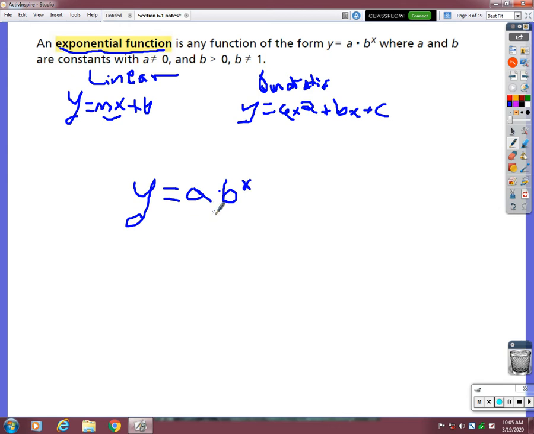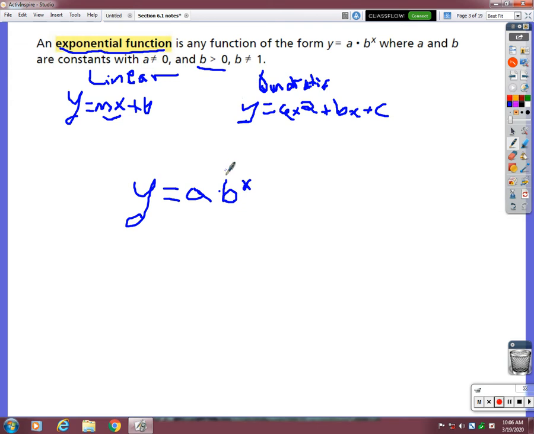All right, so a and b are the constants like it says. A can't equal 0 because if it equaled 0 then everything would cancel and we'd just be left with y equals 0, which is really boring. B has to be greater than 0. I imagine we'll talk about that a little bit more later, but generally speaking, the reason for that is that if you are taking a negative number and raising it to a power, then the output values go back and forth between being positive and negative, and that would really cause a bit of a mess. So we need the b value to be positive.